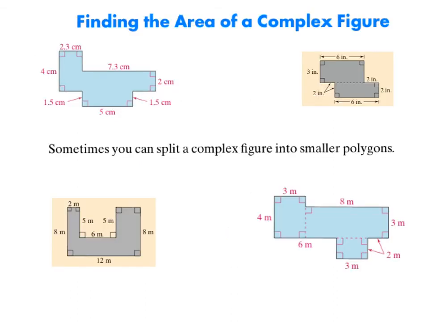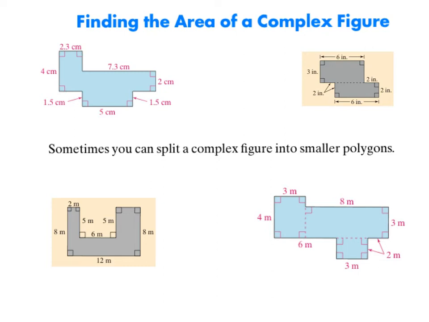Now let's talk about finding the area of a complex figure. A complex figure, by definition of the word complex, means a shape that's a little more complicated than the previous ones we've talked about. It's not a basic rectangle, it's not a basic triangle, it's not a basic parallelogram. It's got all these bumps and angles and weirdness going on.